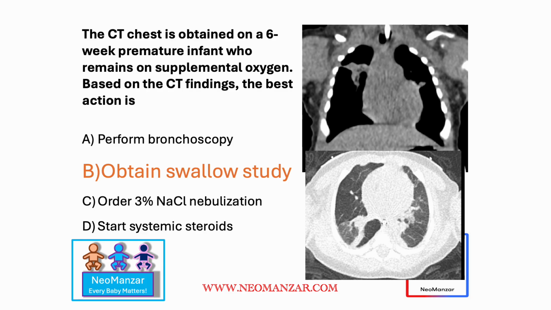The reason is, if you can see here, you see signs, and here also. So this one is a coronal view and this is the transverse view. You can see there are some infiltrates there. Most likely it is chronic aspiration. This patient is most likely BPD.